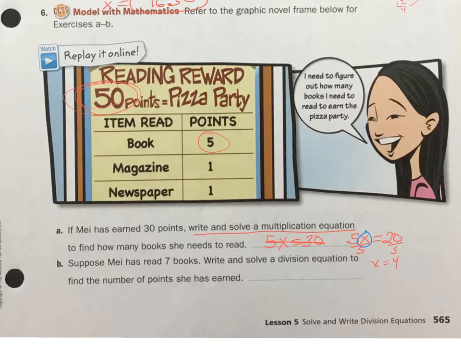Now, suppose she has read 7 books. Write and solve a division equation to find the number of points she has earned. Okay, so she's read 7 books. So that equals 7 books. Each is worth 5. We just don't know the total number of points. So we want to find the total she's earned. It's divided by 5, so we're going to do the inverse, times 5, times 5. So it's x equals 35. So 35 points.